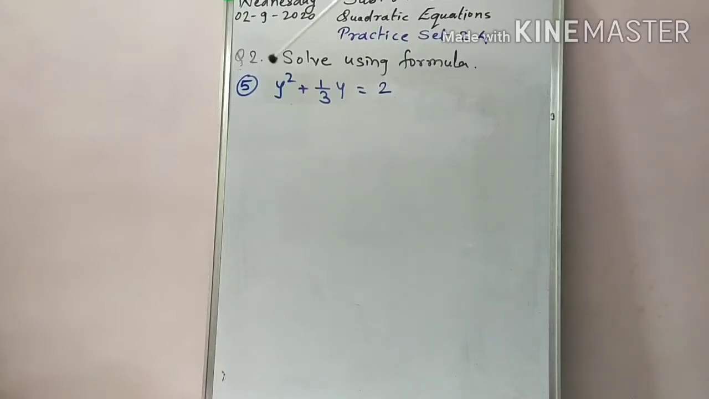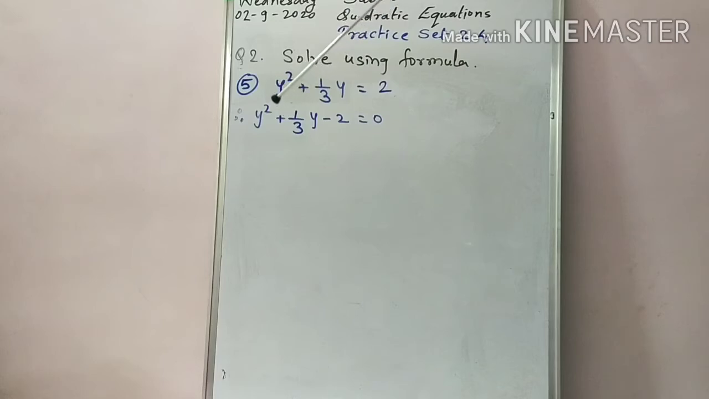Okay, now we try for that fifth one. Equation is y square plus 1 upon 3y equal to 2. Okay, so what do you notice here students? Yes, it is not in its general form, so first we take this 2 to the left side and write down that equation in its general form.